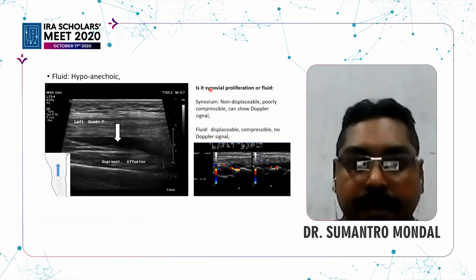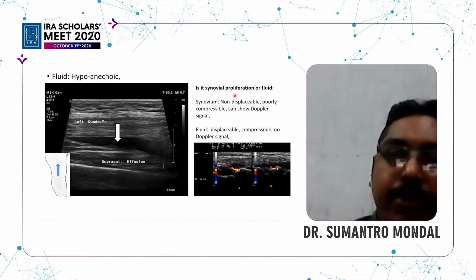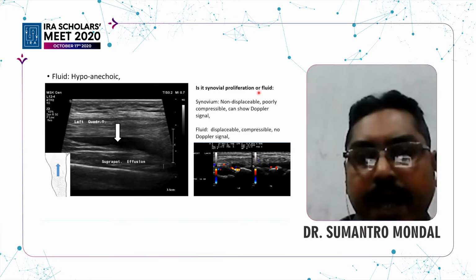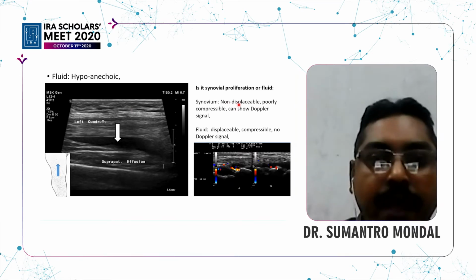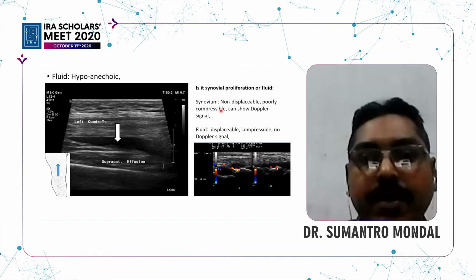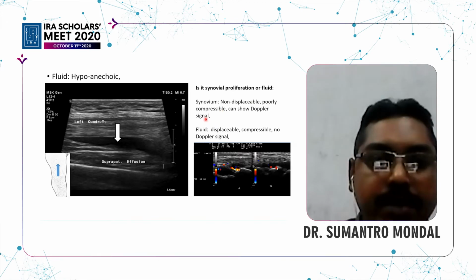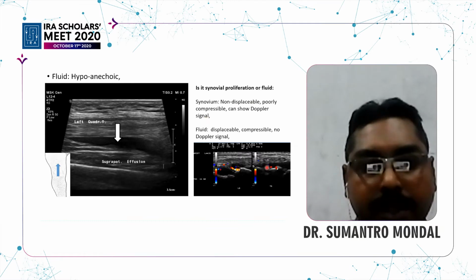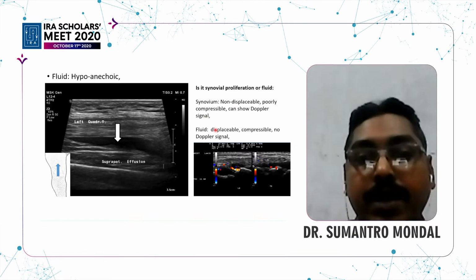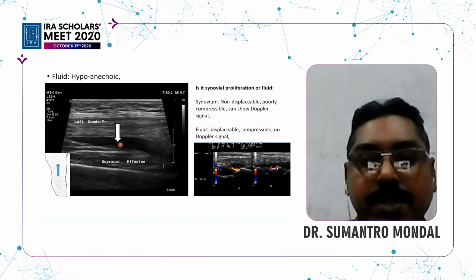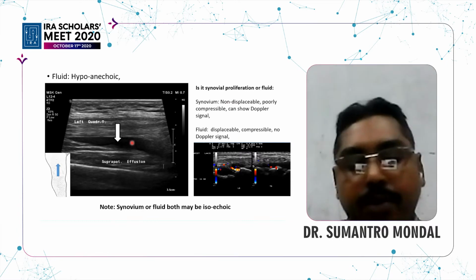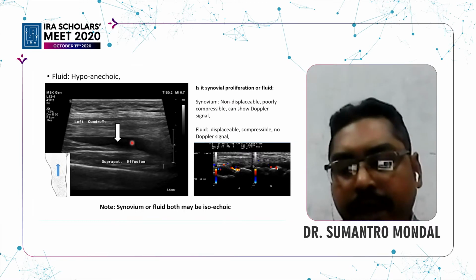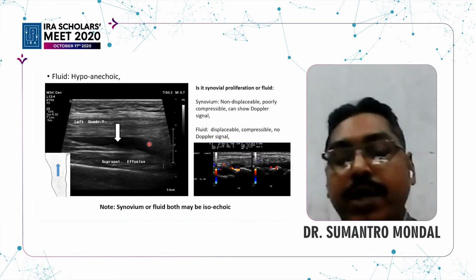But it is often confusing whether it is a synovial proliferation or fluid, and there are some techniques which are applied to differentiate between them. If you compress the joint with your transducer, a synovium is not displaceable, very poorly compressible. And if you use color flow imaging or Doppler imaging, a proliferated synovium may show color within it. On the other hand, a fluid is easily displaceable, compressible, and does not show any Doppler signal. However, this is the common dictum, but according to the grade or the age of the synovitis, or if there is particulate matter in the fluid, both the synovium and fluid may become isoechoic.